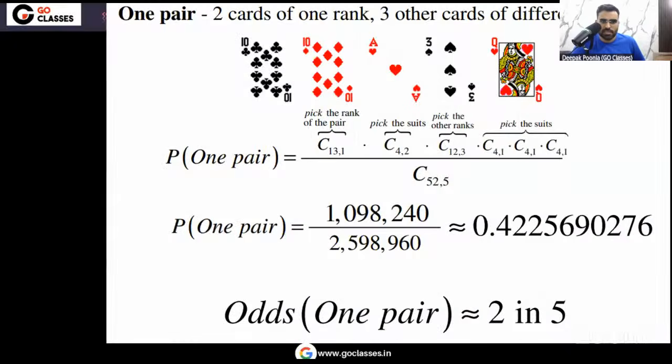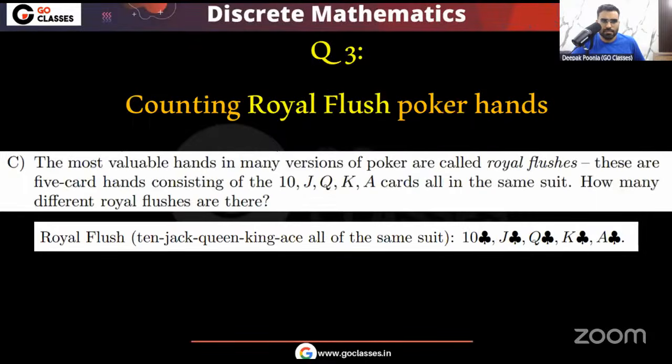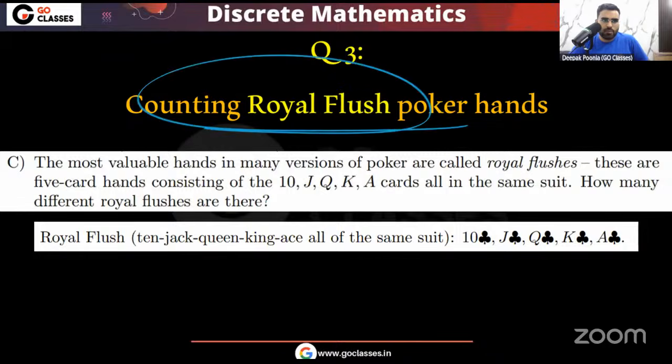I hope this is clear. Now let's see the next question. This question was clear, let me know. Let's solve question 3. Counting royal flush poker hands.